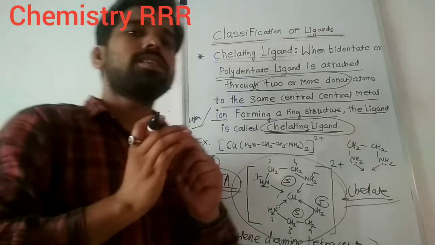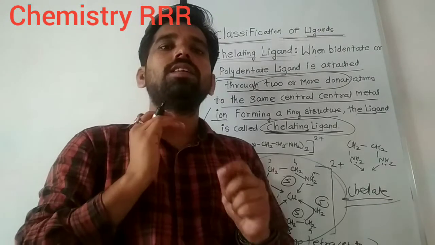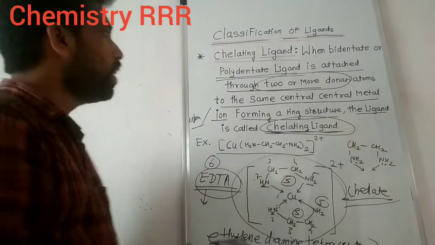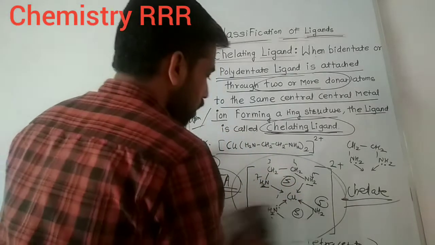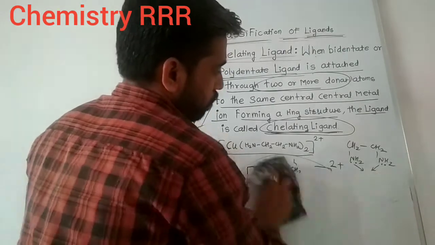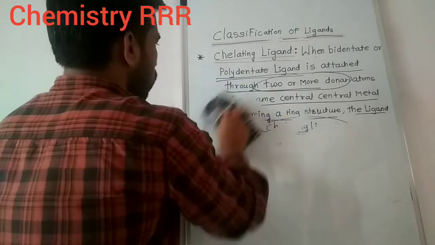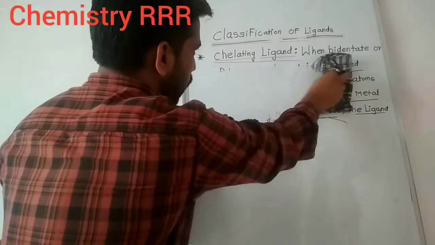Now let's discuss the second type, that is the ambidentate ligands. Ambidentate ligand is the second special type of ligands.